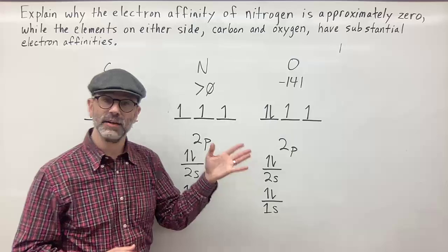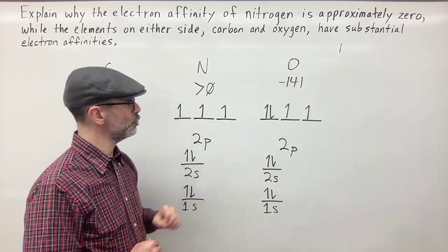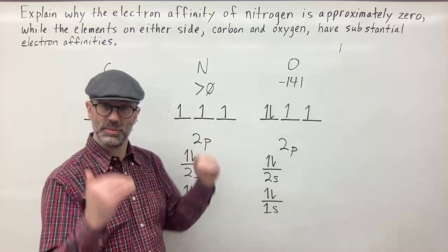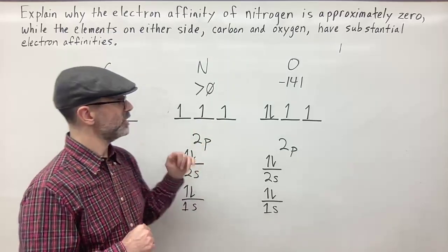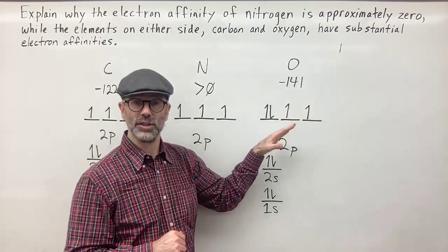And then here we have oxygen at a negative 141 kilojoules per mole. And again, it's negative. So in this case, by adding the electron to the atom, it's going to have a stabilizing effect. So it's going to be more stable. And so this has a higher electron affinity.